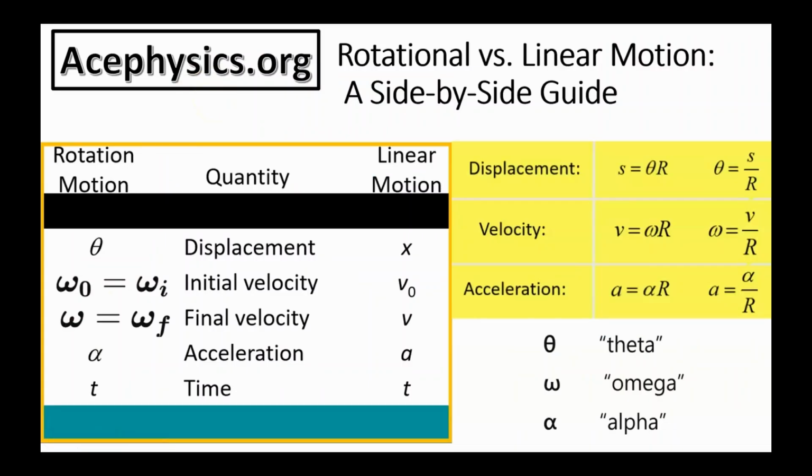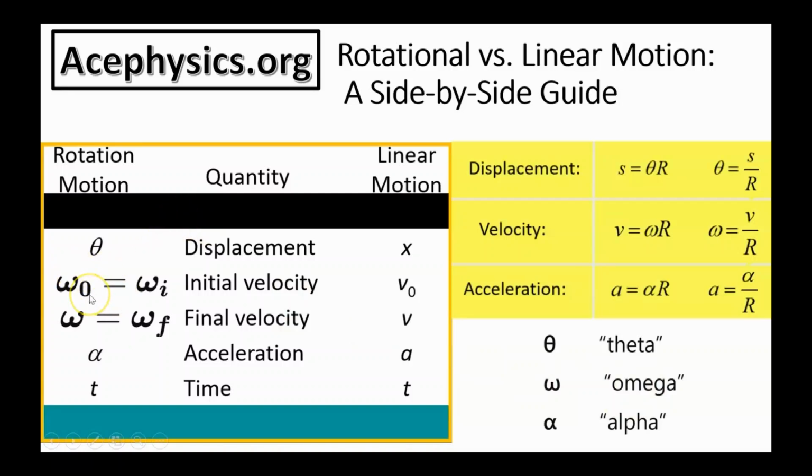On this slide, I discuss the quantities used to represent rotational motion. If you're watching this, you likely already know the variables used to represent linear motion. The Greek letter theta is used to represent angular displacement, and x represents linear displacement. This symbol is the Greek letter omega. It looks like a W, but it's not a W. It's called omega, and omega represents angular velocity.